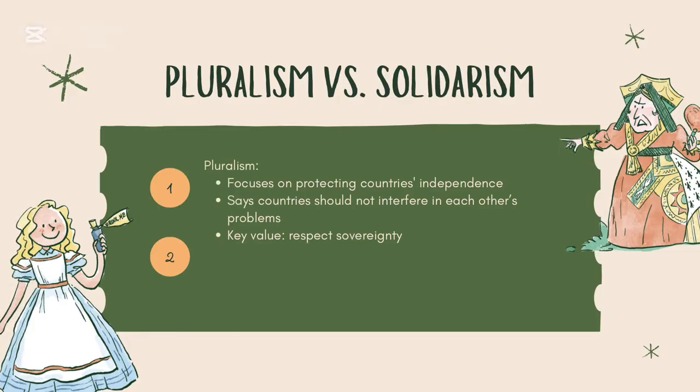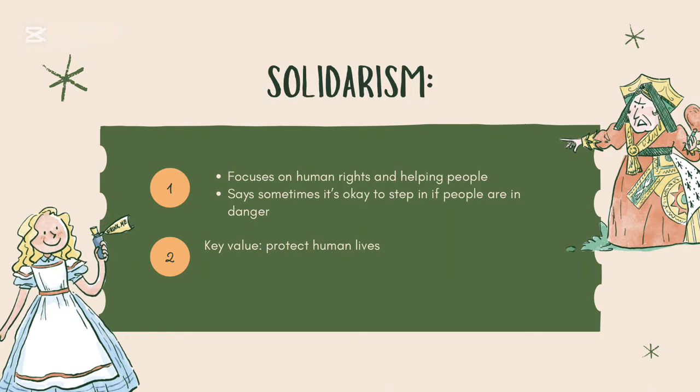We can't forget about the views of the English school, like pluralism and solidarism. The English school has two views about international society. Pluralism focuses on sovereignty. It says don't interfere in other states' problems. Solidarism focuses on human rights. It says we must help people even if it means crossing borders. Some scholars support pluralism, like Robert Jackson, and others, like Nicholas Wheeler, support solidarism. This is still a big debate today.